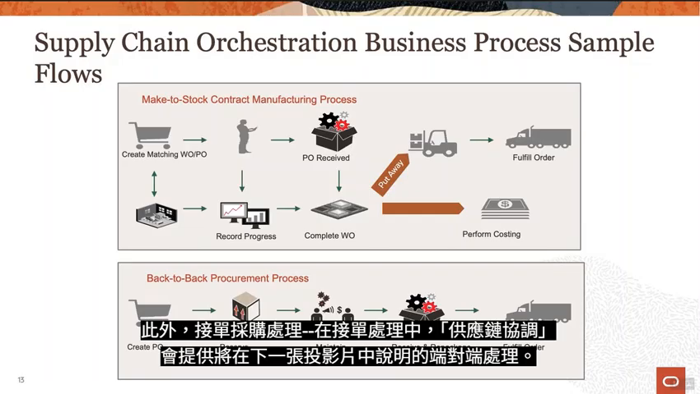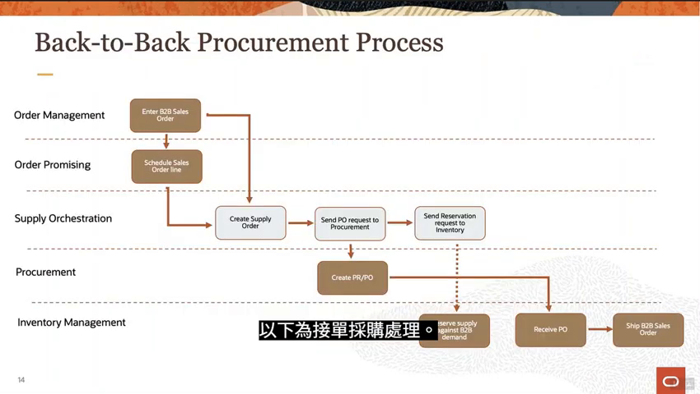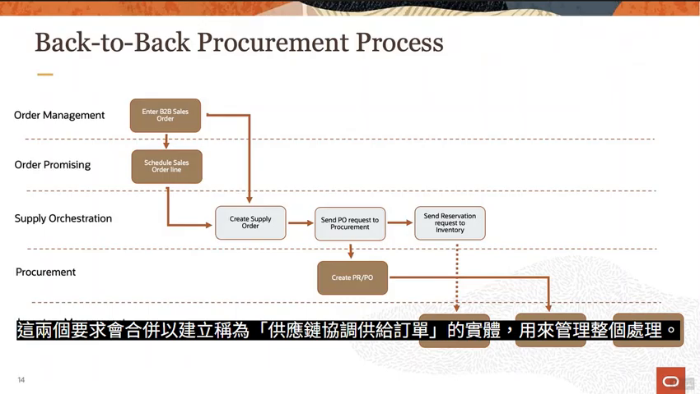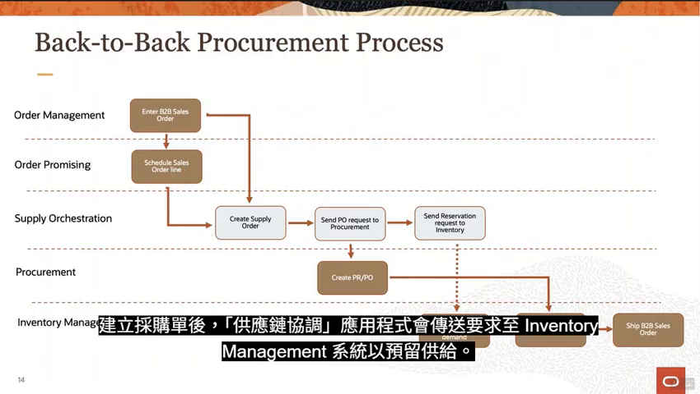Here is the back-to-back procurement process. Supply chain orchestration receives requests from the supplier management and order promising applications. The two requests are combined to create an entity called Supply Chain Orchestration Supply Order, which is used to manage the entire process. The back-to-back purchase process is then assigned and launched. The process sends a request to the purchasing system to create the purchase order. After the PO is created, the Supply Chain Orchestration application sends a request to the inventory management system to reserve the supply. There are additional steps to manage the supply creation process, but they're not presented here for brevity. You'll learn more about the process in the back-to-back section of this course.